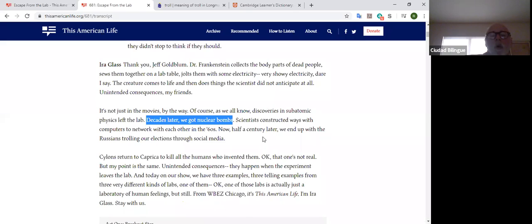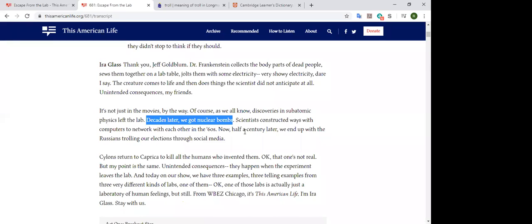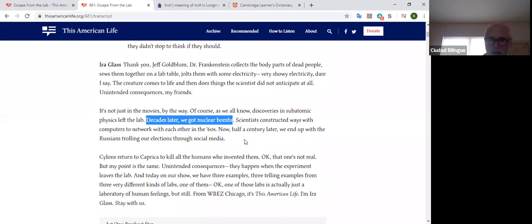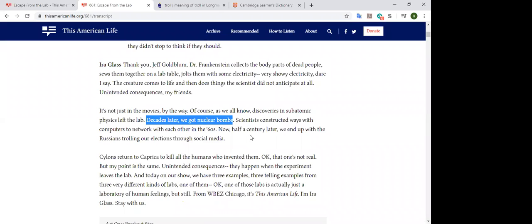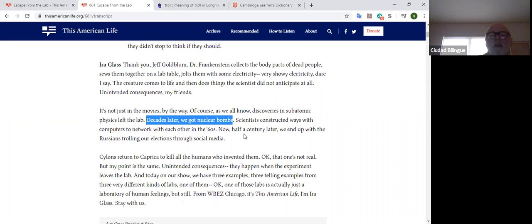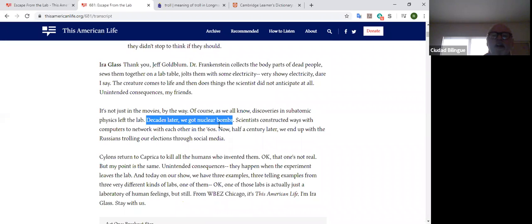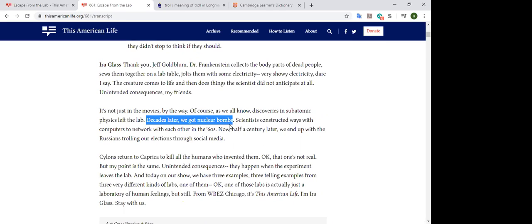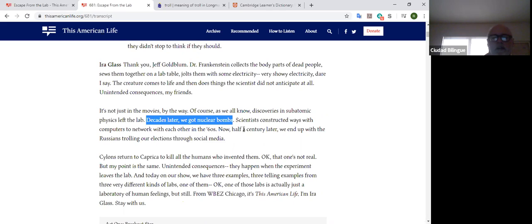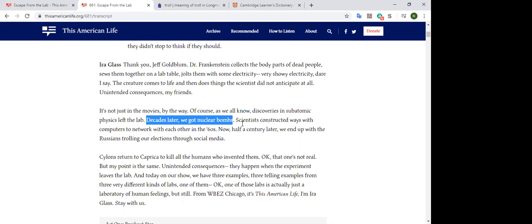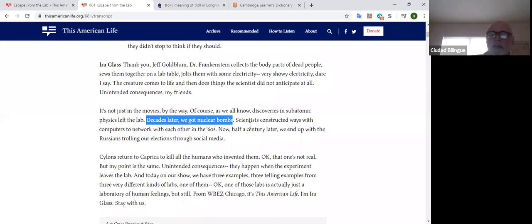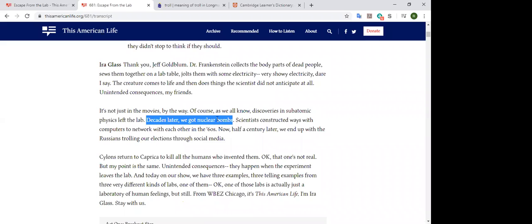When did we get nuclear bombs? Decades later. Good. Decades later, who got nuclear bombs? We did. Excellent. Decades later, we got what? Nuclear bombs. What did we get decades later? We got nuclear bombs.